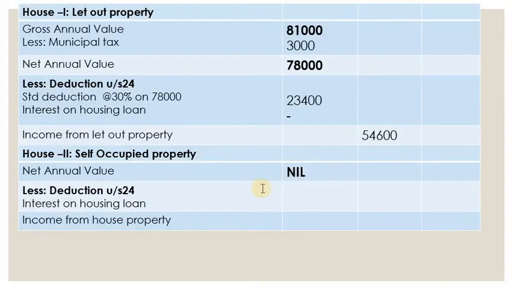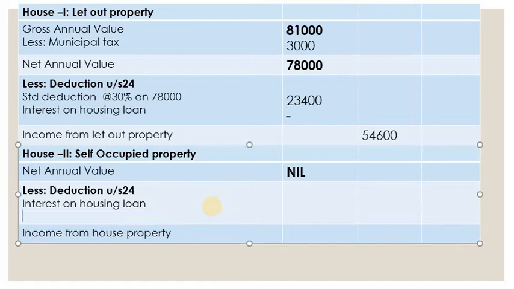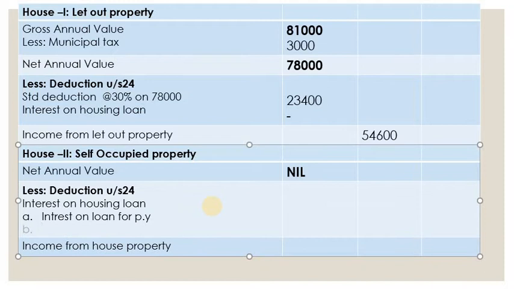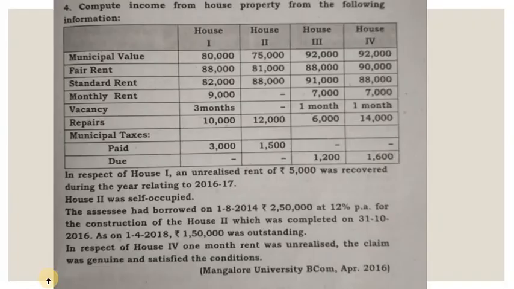Okay, so let's calculate how much is the housing loan interest. In the deduction of housing loan, there are two interests. One is interest on previous year outstanding loan, then the other is pre-construction period interest. So interest on previous year outstanding loan is how much? You can go to the problem and we can see what is the loan outstanding.